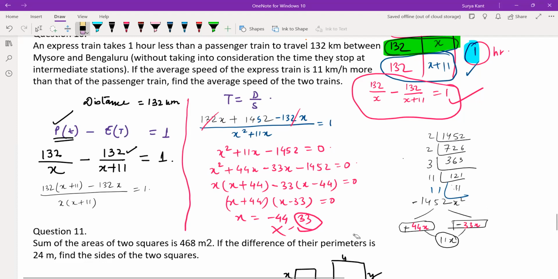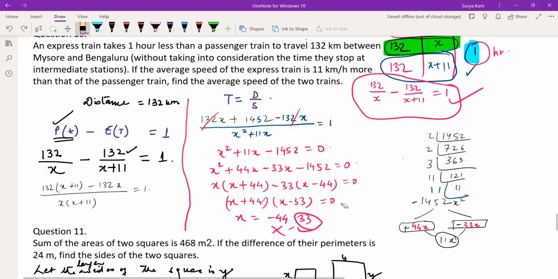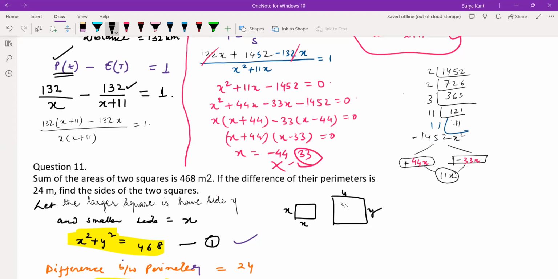So we let the first square be of x square. Here they have let the larger side of the square be y meters. You can use anything, no problem. The smaller will have x. So x square plus y square is equal to 468. So the first equation is clear to everyone, right?